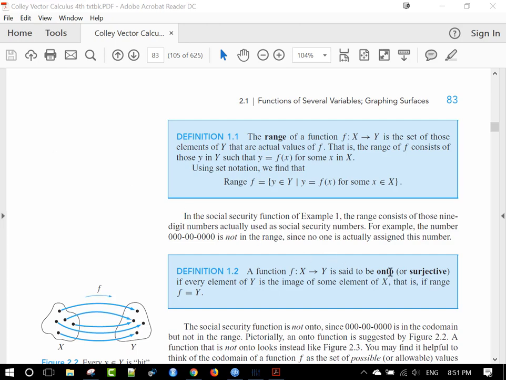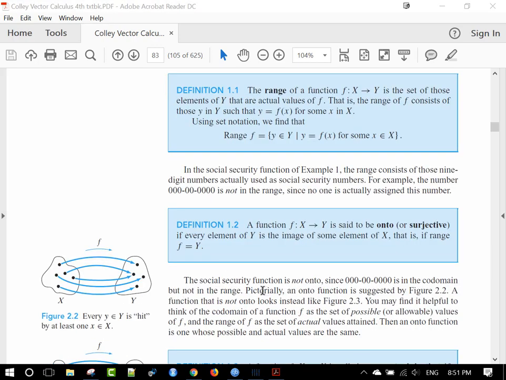Okay, we also have a word called onto, or surjective. That means every element in Y is the image of some element of X, that is, the range of f equals all of Y. It means every element in Y gets hit by something. So they say the social security function is not onto, since this is in the codomain but not in the range. So nobody, I guess, has this number.